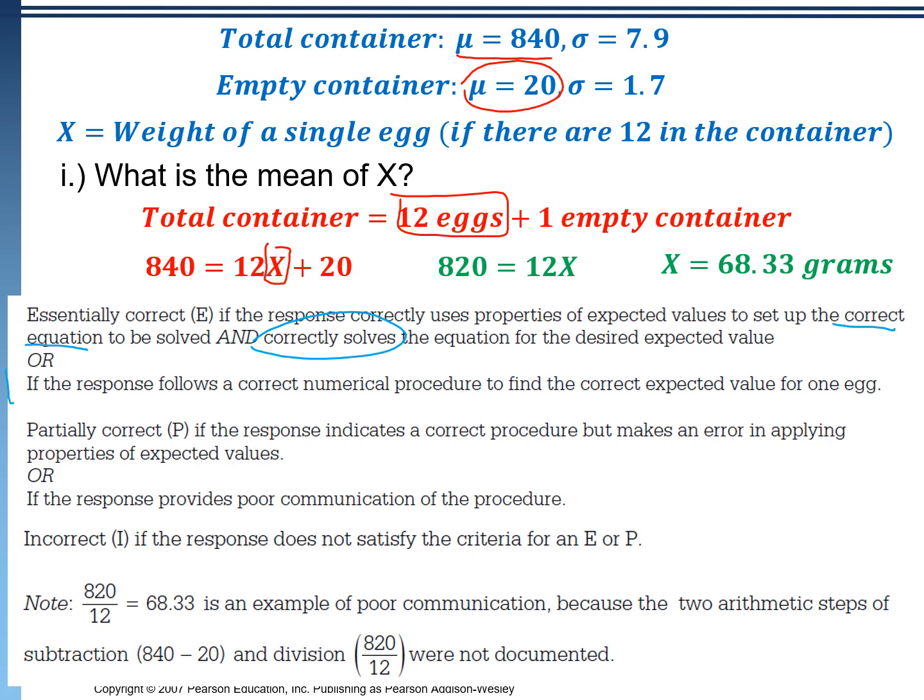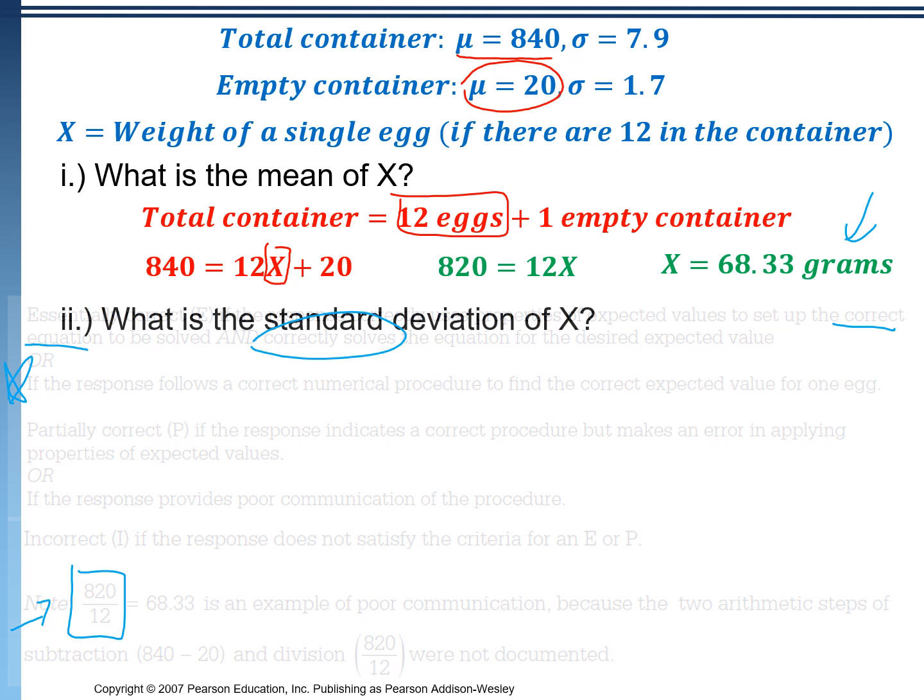We also can have some other ways to solve this as long as there's a mathematical justification for getting this answer. It's partially correct if you have an equation set up correctly, but you make an error in applying those properties of expected values, or poor communication of the procedure. One other note down here, if you skip subtracting that 20 and jump right to 820 divided by 12, that's an example of poor communication. Make sure you show all your work, no matter how inconsequential the step seems.